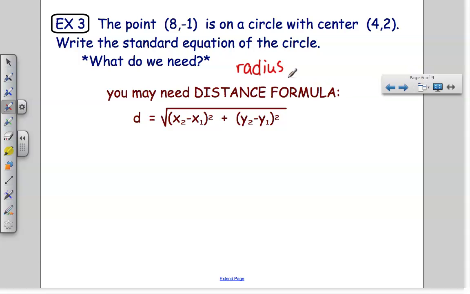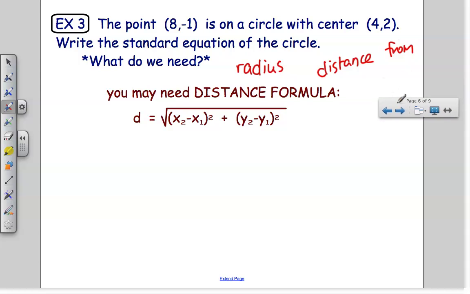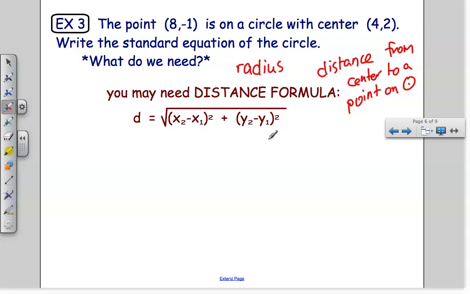And if you don't have the radius, but look, I have a point on the circle and I have the center. And I know the radius is the distance from the center to a point on the circle. So in this case, I'm going to need distance formula.